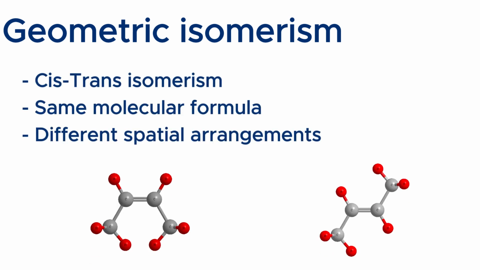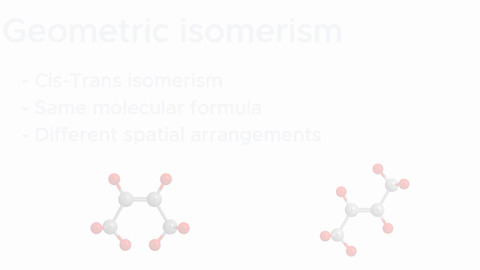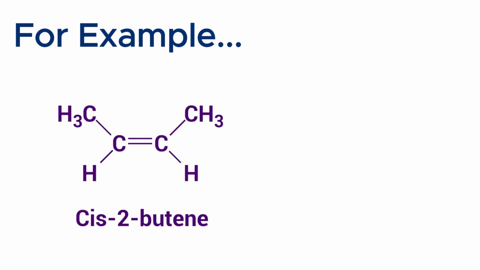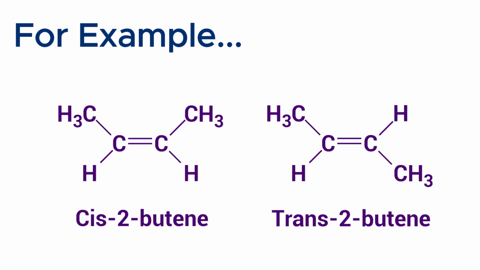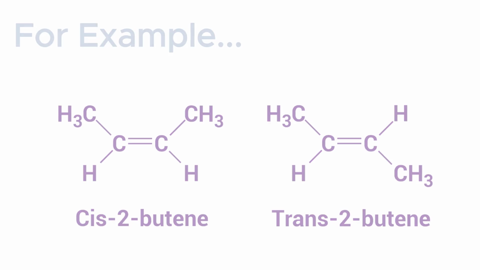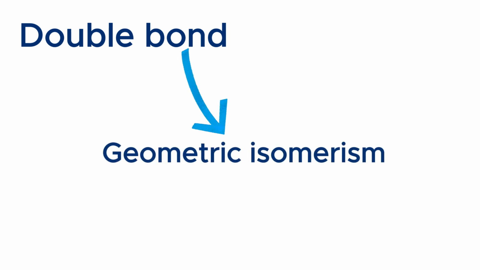Geometric isomerism, also known as cis-trans isomerism, happens when compounds with the same molecular formula have different spatial arrangements of groups around a double bond or a ring structure. For example, we have two molecules, one labeled as cis and the other labeled as trans, showing different arrangements around a double bond. So, why do double bonds play a key role in geometric isomerism?